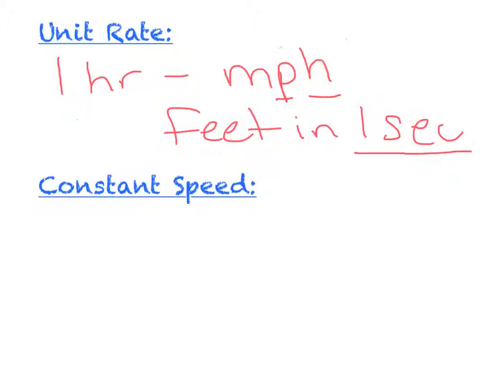Now, constant speed, on the other hand, is the rate we travel at a set speed. We're not speeding up or slowing down. So constant speed would be like my finger traveling across this border, the line that I'm drawing. It's not speeding up or slowing down. So constant speed is the set rate without the stops and the starts.